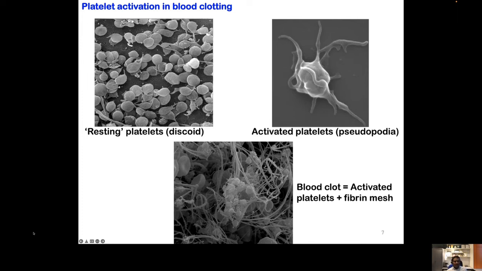Again, I showed you this image in the last lecture. This is how resting platelets look. They are discoid in shape. Activated platelets have finger-like projections, pseudopodia or filopodia. And then the blood clot is completely formed with the activated platelets and the fibrin mesh.